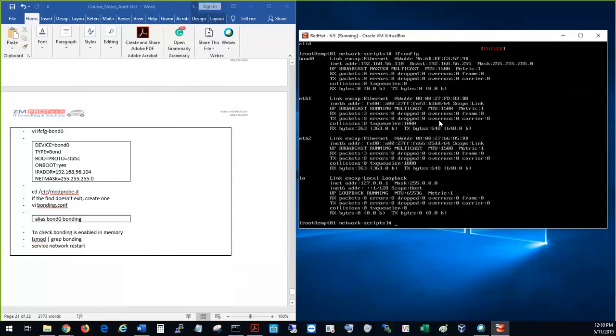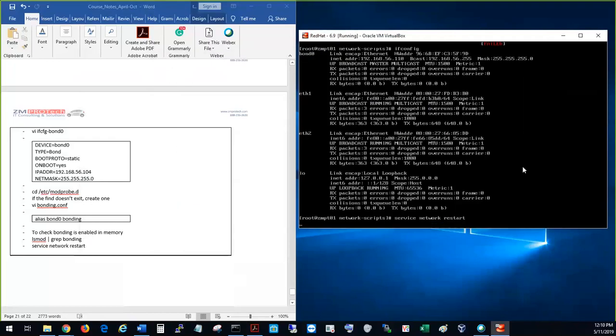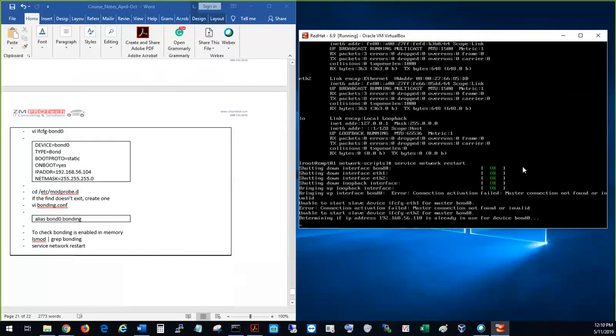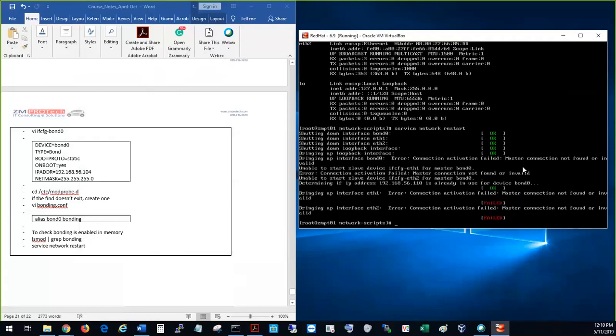Okay, so it gave us an error. Unable to start slave device ETH1 for master bond. So we have to go into slave 1 here and see. I'm thinking it has to do with that hardware address we left in place, okay? Do you guys agree?